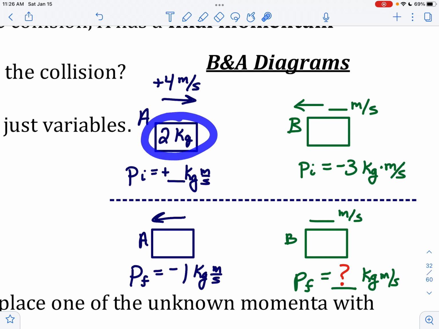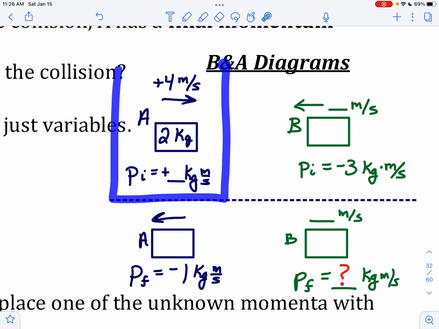So I drew object A, and I drew the mass in, 2 kilograms, and I showed it has a positive velocity moving to the right, and we don't know what the momentum is. However, you may just be able to calculate that easily, and you can add the momentum right here for the initial for object A.